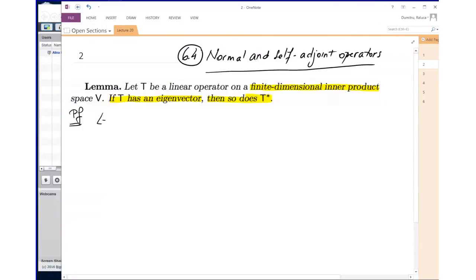So if T has an eigenvector, let's say V is that eigenvector. Let V be an eigenvector of T with a corresponding eigenvalue lambda.